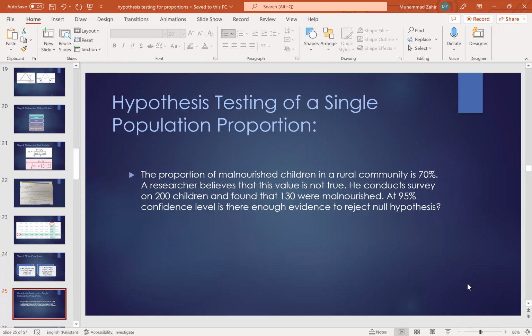Moving towards one example, it is a hypothesis test of a single population proportion. The proportion of malnourished children in a rural community is 70%. A researcher believes that this value is not true. He conducted a survey on 200 children and found that 131 were malnourished. At the 95% confidence level, is there enough evidence to reject the null hypothesis? It is the alternative hypothesis that the researcher is claiming, and the null hypothesis would be that it is not different from this.